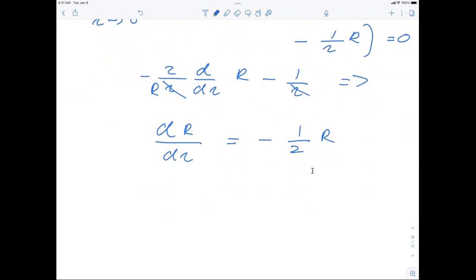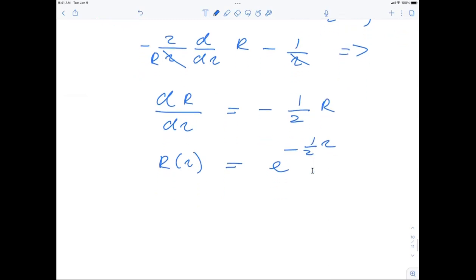And what you get then is a solution where R of R is equal to e. In order to cancel the divergency, you need a solution now which goes like e to the minus a half times R. So that's the solution to the problem. And this tells you why the hydrogen solution, which you have seen before, must have this exponential term.